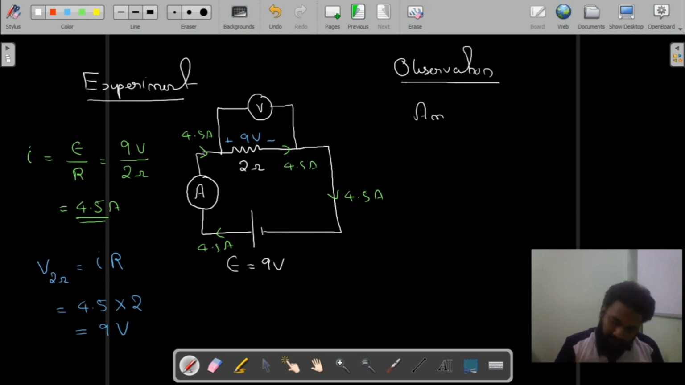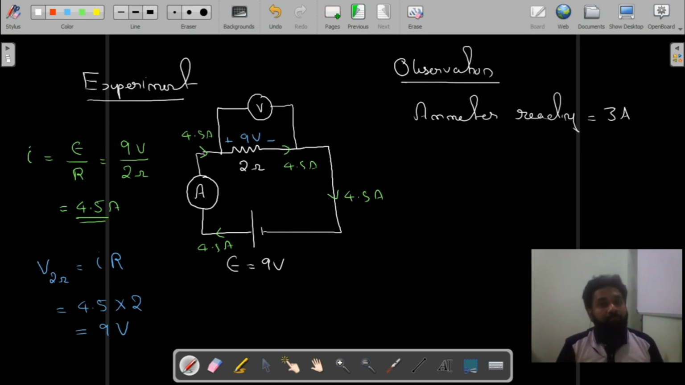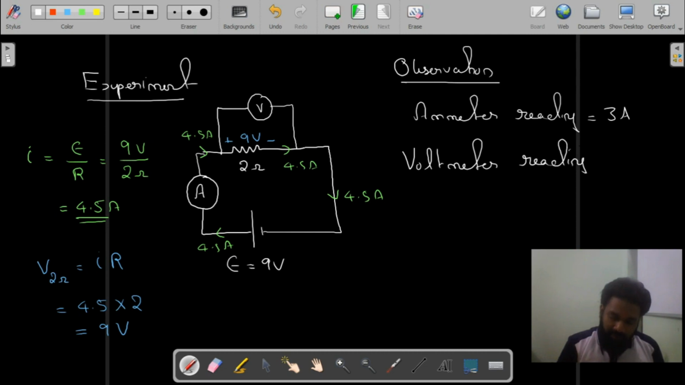So suppose we take a meter reading, it is showing just 3 amperes. When we take the voltmeter reading, it is showing 6 volt. So this is shocking. What happened to that 3 volt? Who took that 3 volt? Who ate that 3 volt? Where has that 3 volt gone? Something is missing here. So when we take the real reading, this is what is happening.